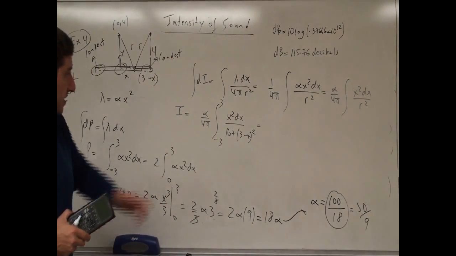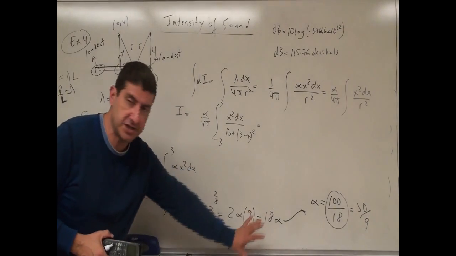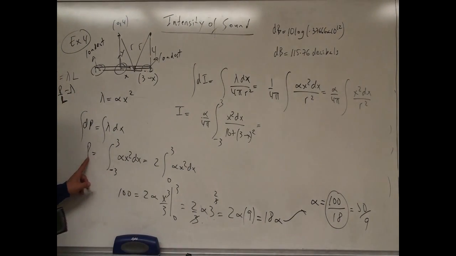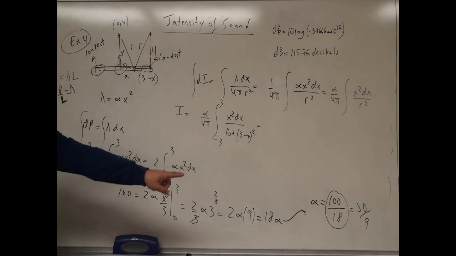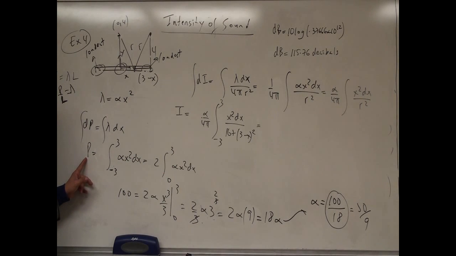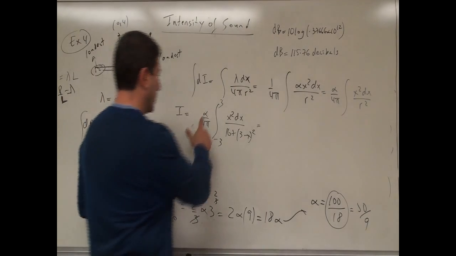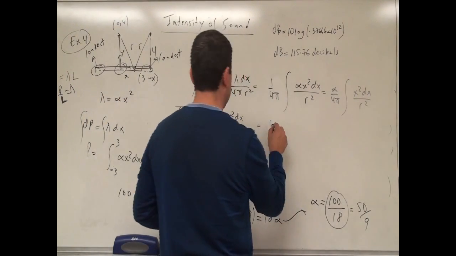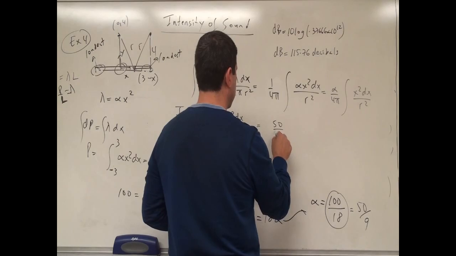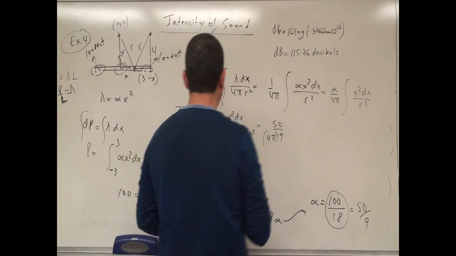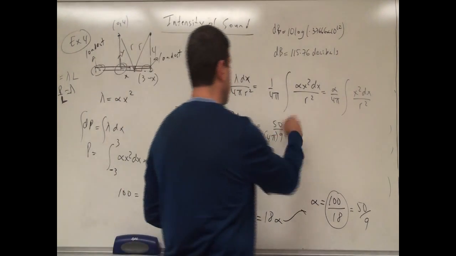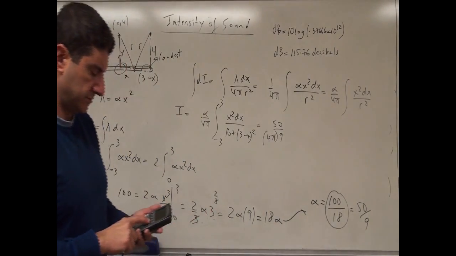Good thing is that for the alpha, we don't have to redo this integral because we've already proved what alpha needs to be in order to make the total power equal to 100 watts. So you don't have to recalculate the alpha, right? So alpha is equal to 50 over 9. 50 over 9, then we could put down the 4 pi, right? And then we could integrate that. So let's go to the integral.